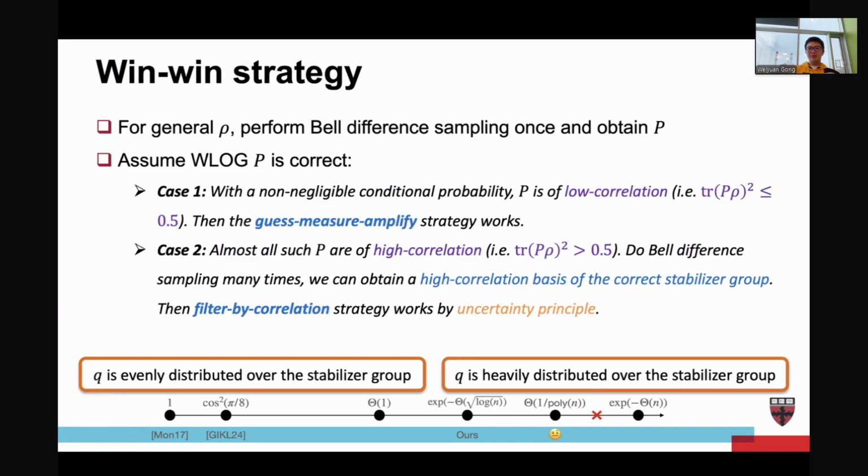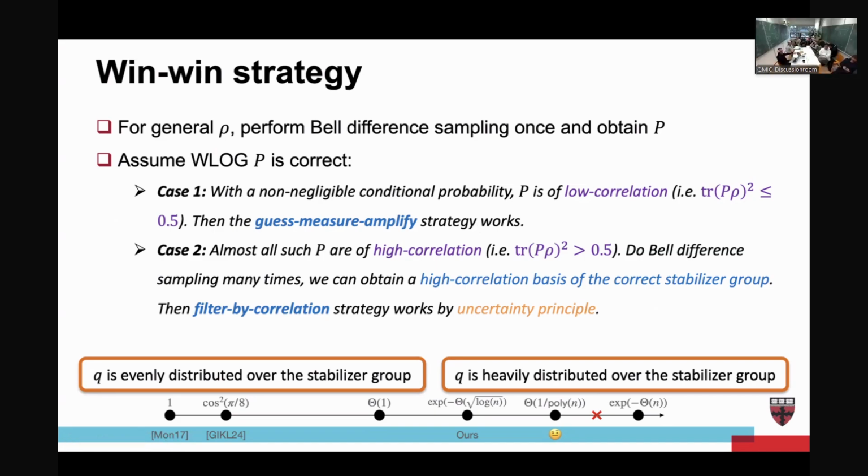But what happens if we keep getting high correlation P, corresponding to the previous slides where you always get a large trace πρ? Then when we do Bell difference sampling many times, we get many high correlation P, and we can obtain a high correlation basis of the correct stabilizer group. Because all the Pauli strings in this stabilizer group have high correlation, all the incorrect Pauli strings will have low correlation according to the uncertainty principle. So this will again create a borderline between the correct Pauli strings and incorrect Pauli strings. And we can use the previous filter by correlation strategy using Grewal et al. So no matter whether you get low correlation P or high correlation P, at least one of these strategies will work.